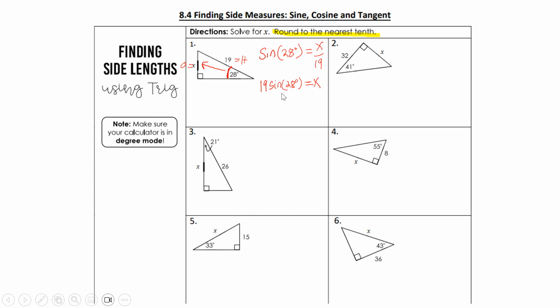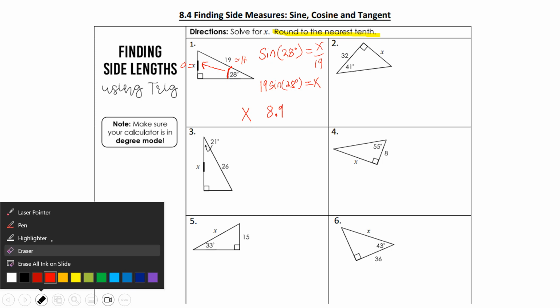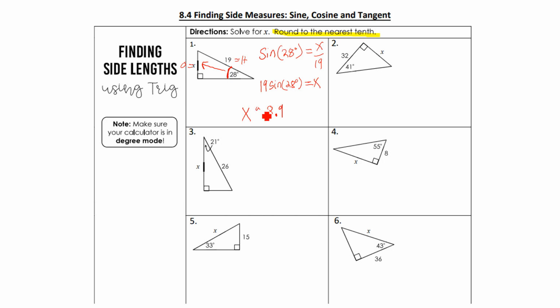So in your calculator, you input 19 times, or you don't even have to put the times if you don't want to, sine of 28, and round to the nearest 10th, so that's 1 decimal place. That should give you that x equals 8.9. Or to be more accurate, you should say x is approximately 8.9.